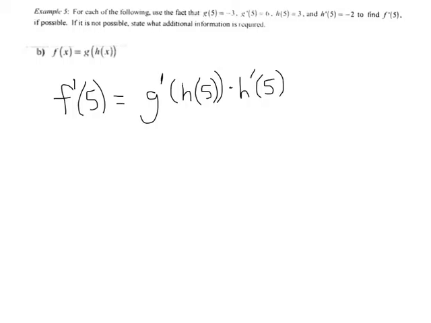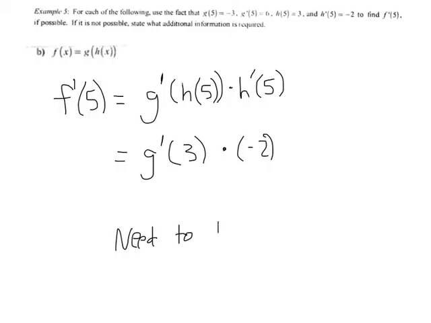So as we go through and we figure all this out, I know that h of 5 from my info above is 3, and I know that h prime of 5 is negative 2. And so for this one, I need to be able to look up what g prime of 3 is, and it does not tell me that anywhere up here. So this is one that we can't fully answer because we need to know this, and we don't know it. Moving on.